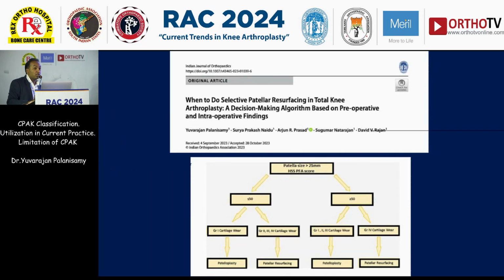Just for the benefit of delegates, this is our paper on selective patellar resurfacing published in IJO. This is our algorithm.